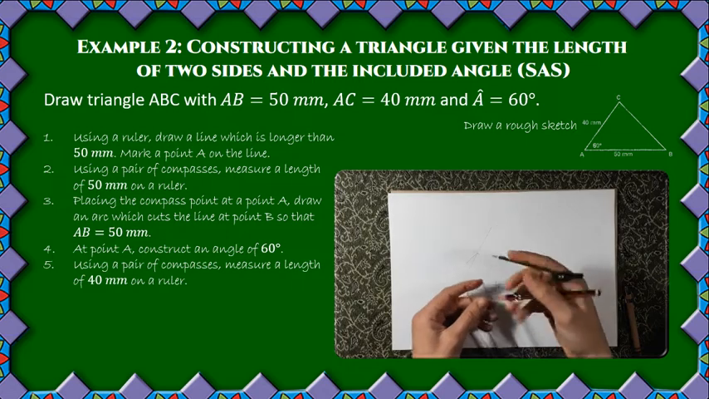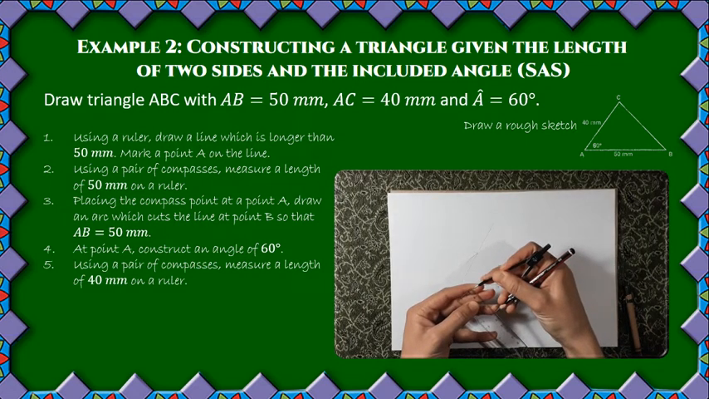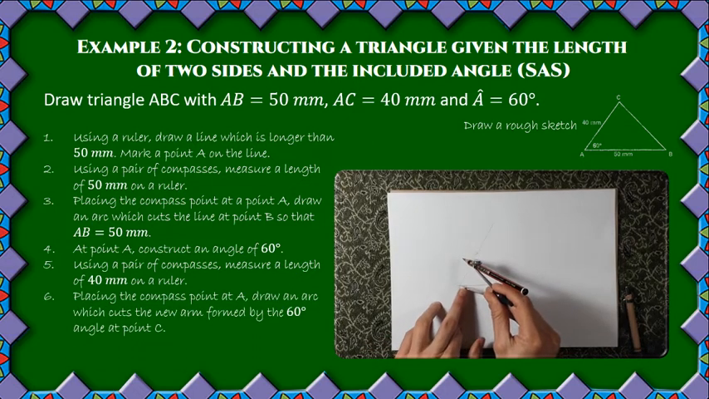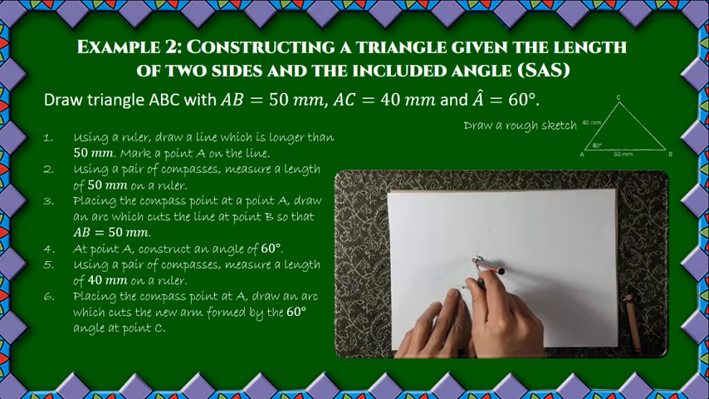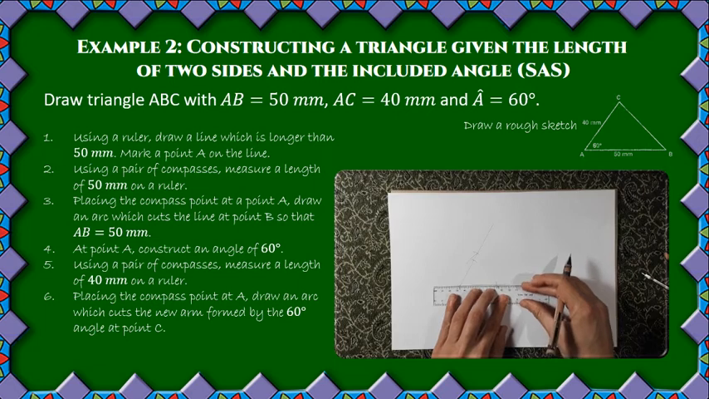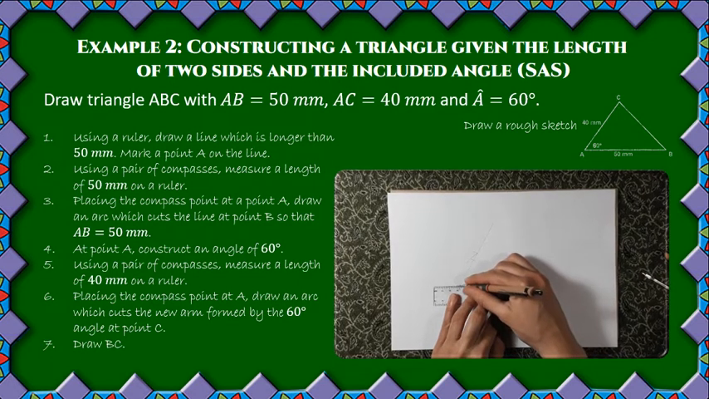Then, using a pair of compasses, measure a length of 40 millimeters on a ruler. Placing the compass point at A, draw an arc which cuts the new arm formed by the 60-degree angle at point C. And then we draw BC.